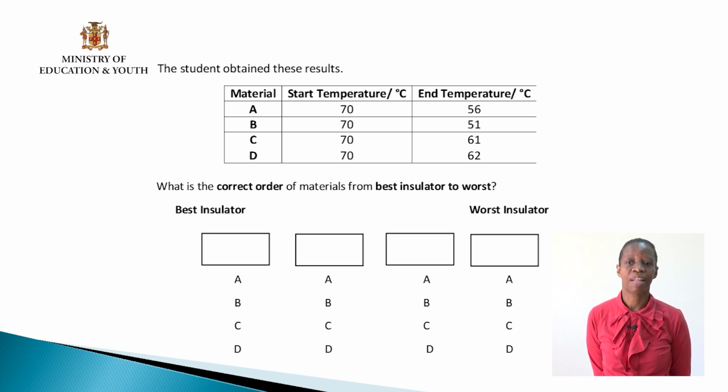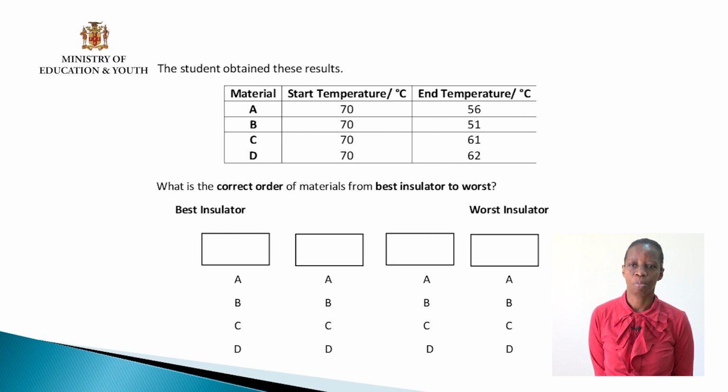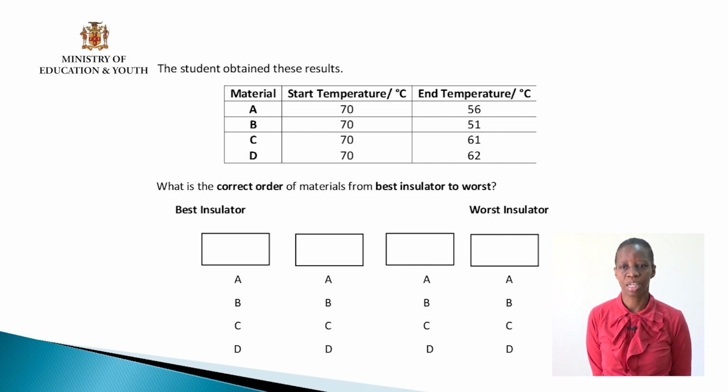At the end of that 10-minute period, the temperature should be the highest. So the end temperature should be the highest, because that would mean that it has kept it warm. So look closely at that table. Which one would keep it warm for the longest? And so it should not be able to release that heat too quickly. All right? So the correct term really is insulator, best insulator to the worst insulator.